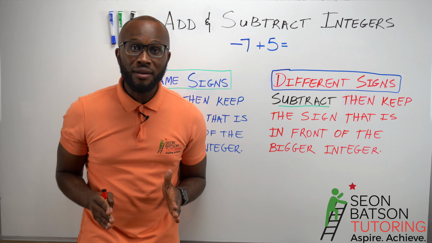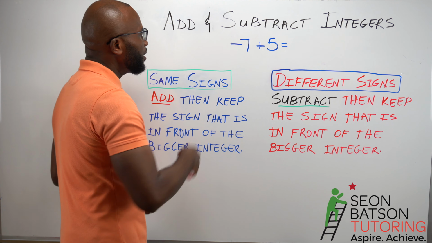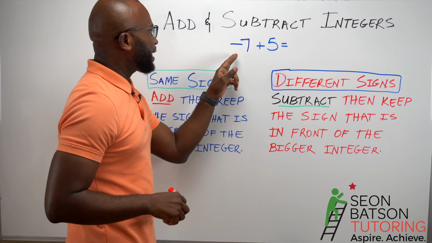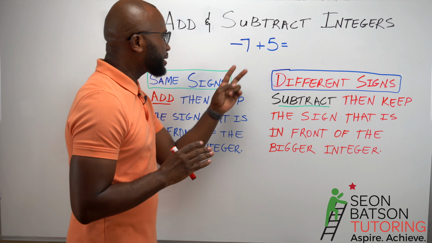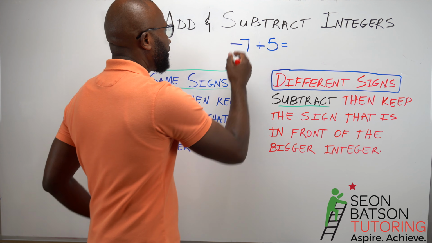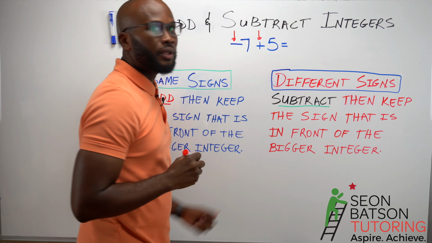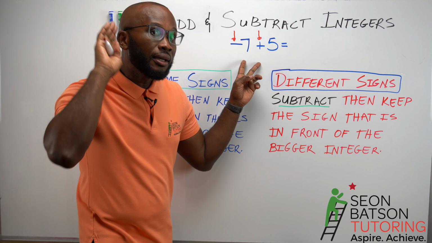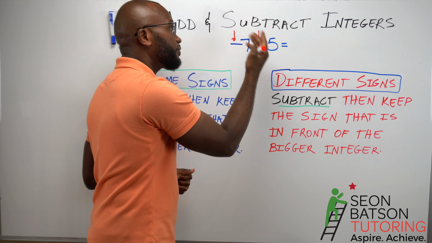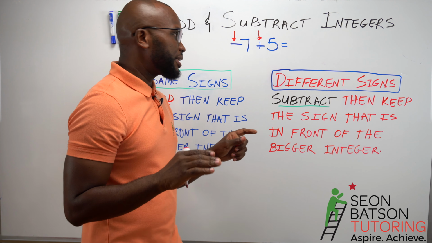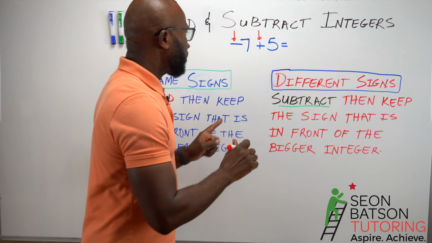Get the idea so far? Perfect, perfect. Let's get to it. First example here, we have -7 plus 5. So the very first thing we want to do is examine our signs. We have a negative sign here and a positive sign here. Our signs are different. Very good. They are different because one is negative, one is positive. When the signs are different, we are going to subtract the integers. So we will subtract first.